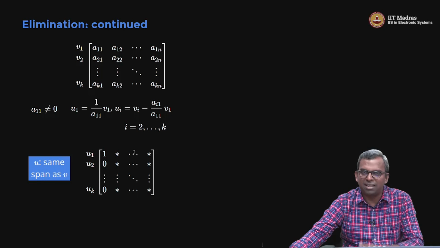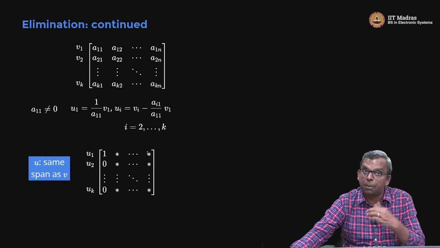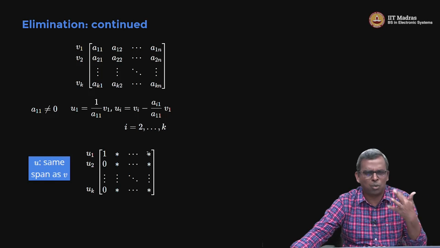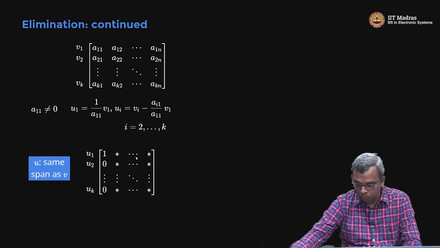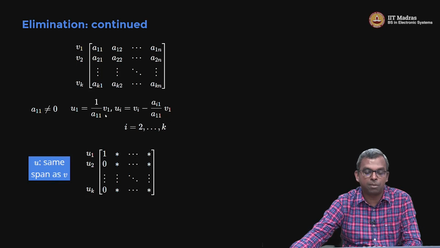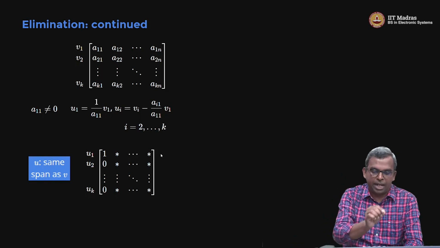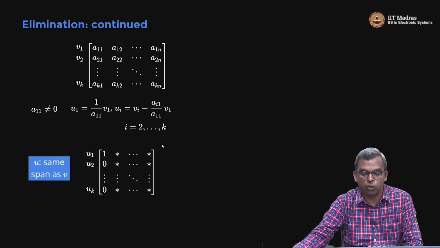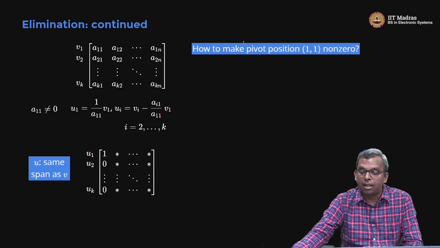It could be anything. Whenever I write a star like that, interpret it as anything: 0, non-zero, 1, whatever. It could be any number that I don't know about. So this is my first step of elimination. I've recorded it like this. When you work it out by hand, you have to record it like this. It's very useful. This is how to make the pivot position 1, 1 non-zero.